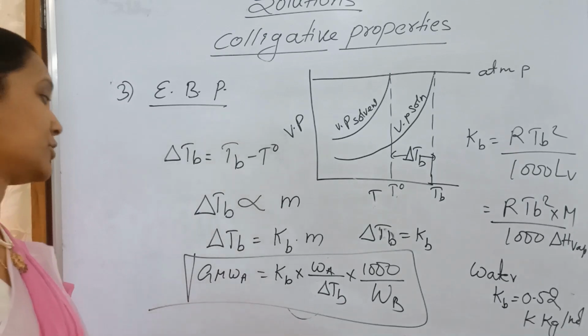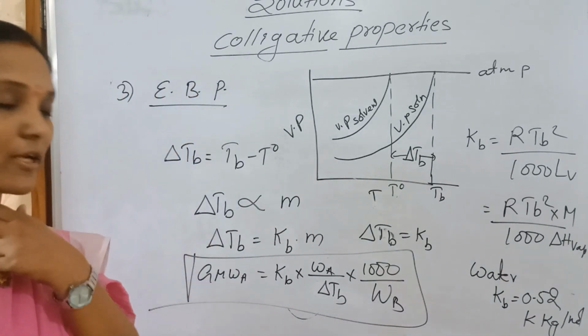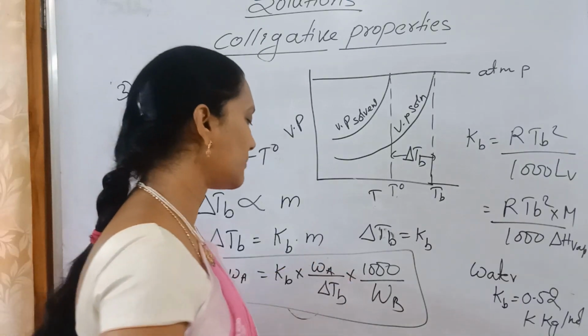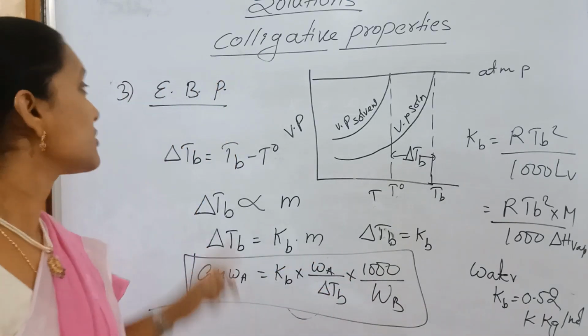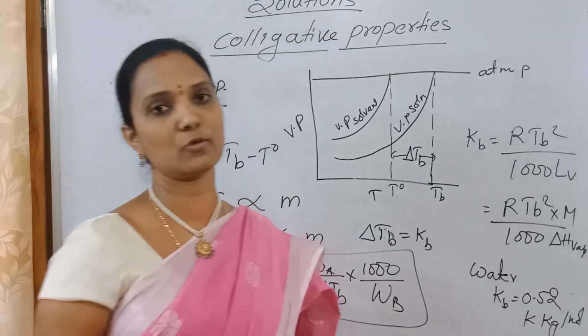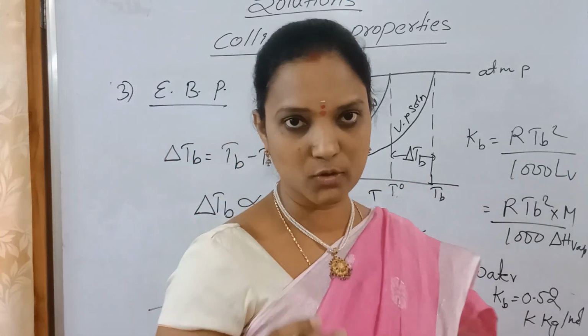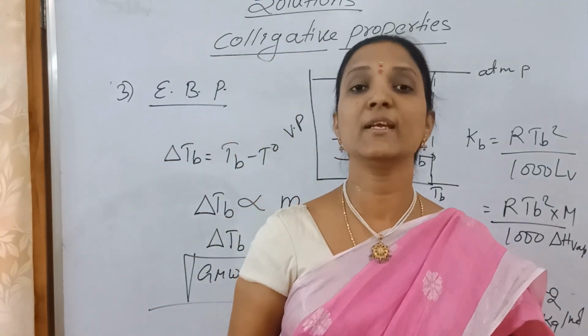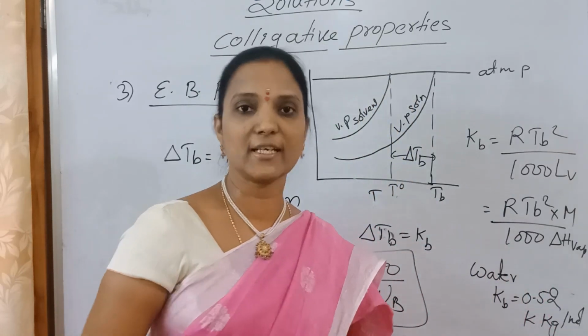So the formula used to calculate gram molecular mass, if delta Tb, the elevation in boiling point, and Kb are given, is Kb equals Wa by delta Tb into 1000 by Wb. So this elevation in boiling point is also used to calculate the molecular mass of an unknown solute. So what is this elevation? If any non-volatile solute is added to a pure solvent, its boiling point increases because its vapor pressure decreases.